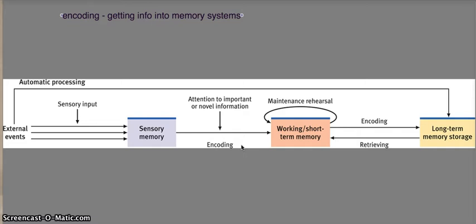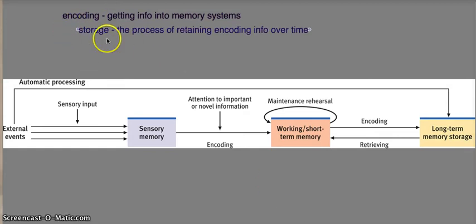After encoding, you need to store it somewhere. You need to actually press save on your file on your computer if you want to get back to it. Similarly, what that means for your memory is that it needs to go from your short-term memory to your long-term memory. It needs to be stored in a more permanent way. So that process of something going from short-term memory to long-term memory is going to be storage.